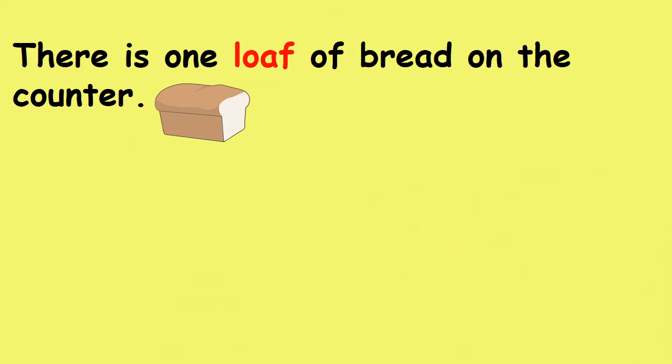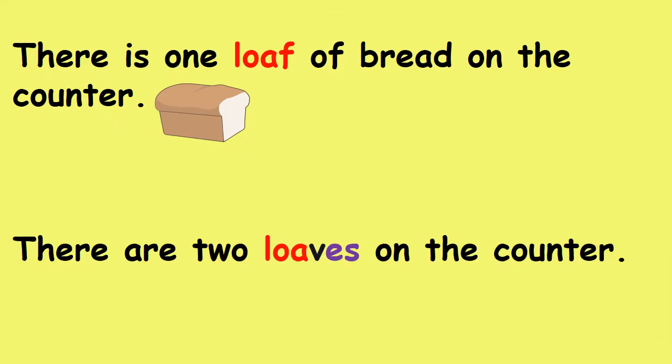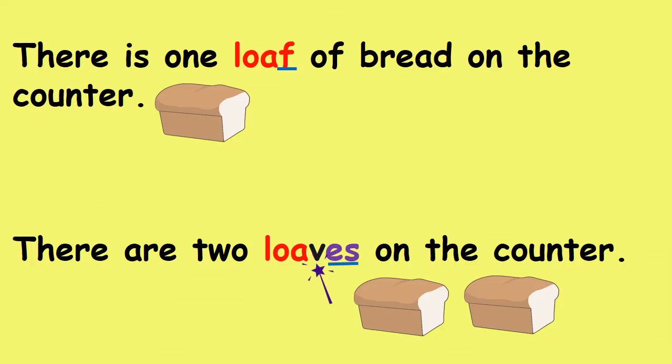As we continue, there is one loaf of bread on the counter. There are two loaves of bread on the counter. What do we notice about the noun loaf? Loaf ends in F. Therefore, we change the F into a V and then add ES to make loaf plural. So loaf becomes loaves. There are two loaves of bread on the counter.